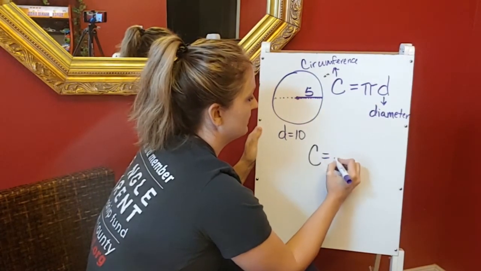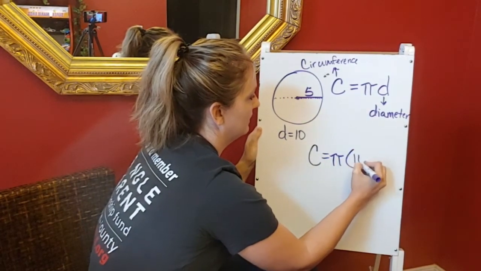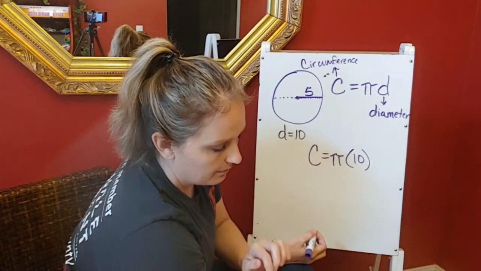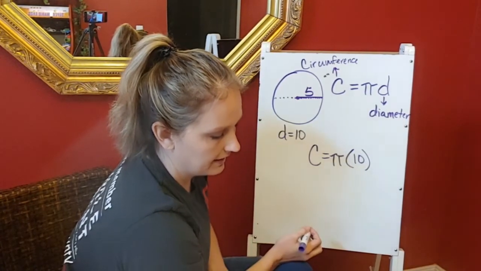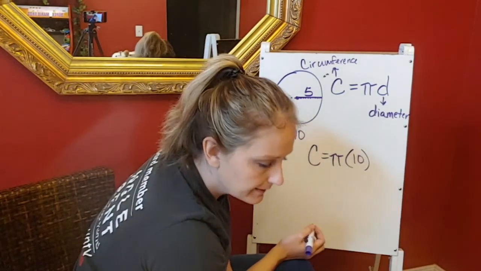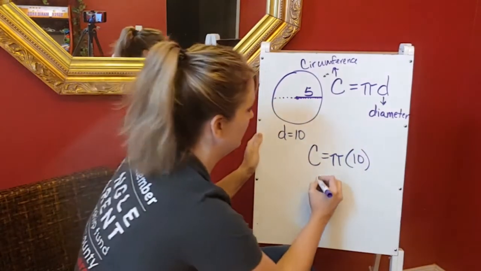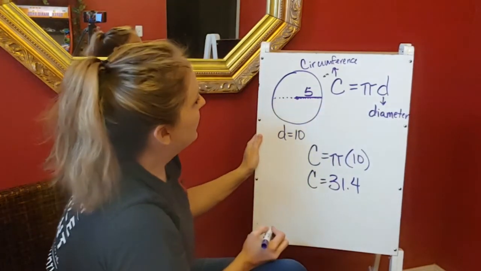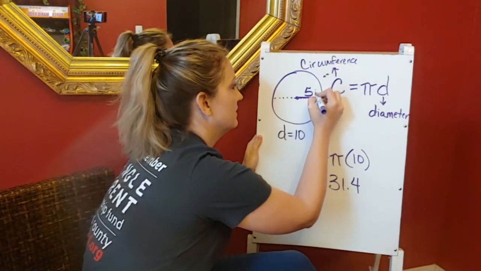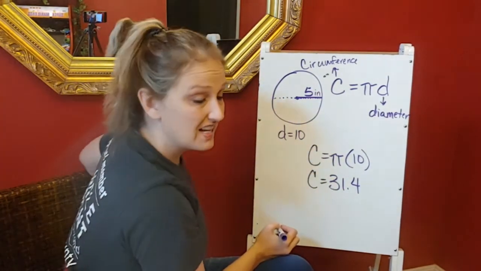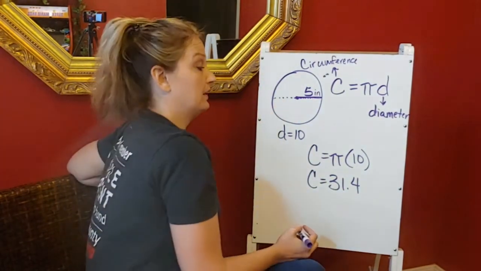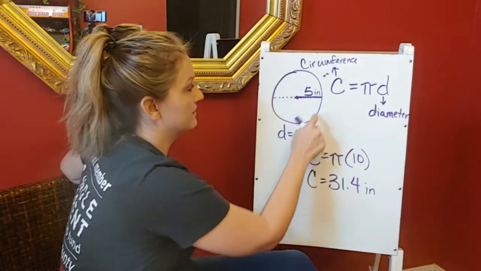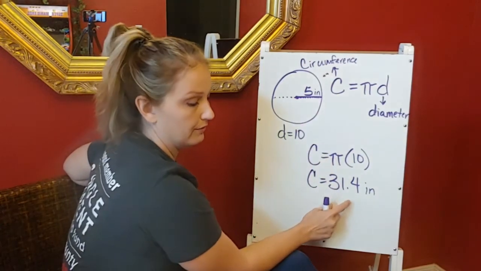So for the circumference of this circle, it's going to be pi times 10. And get in your calculator. Pi times 10 is 31.4. Okay, and let's say this is in inches. I'm going to make it in inches. We've just made it so. So my circumference is also going to be in inches. So the distance around this circle is 31.4 inches.